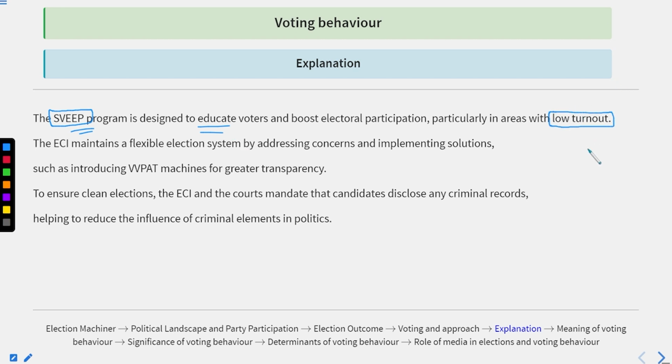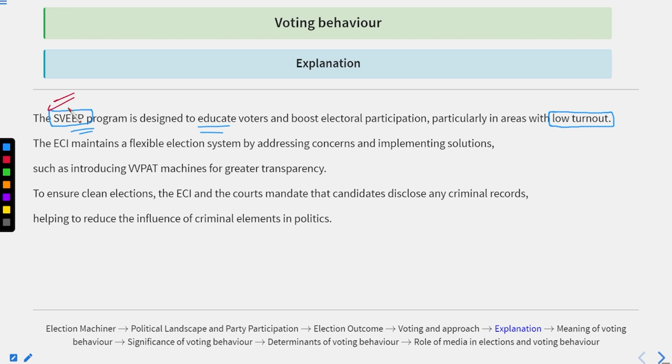It means that only those who have some knowledge, some access, and some exposure to voting will vote. But the majority of the population will abstain, either intentionally or unintentionally. So basically that's why the SWEEP program was designed.